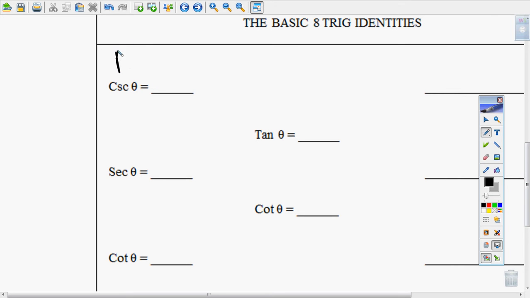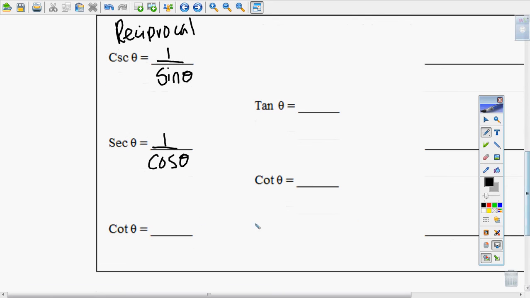All right, so summarizing what we learned. So our reciprocal identities. What is cosecant theta? Try not to flip over and look. Just tell. Cosecant, no, secant. What's the rule? Cosecant theta is 1 over sine theta. What is secant theta? 1 over cosine theta. What is cotangent theta? 1 over tan theta.